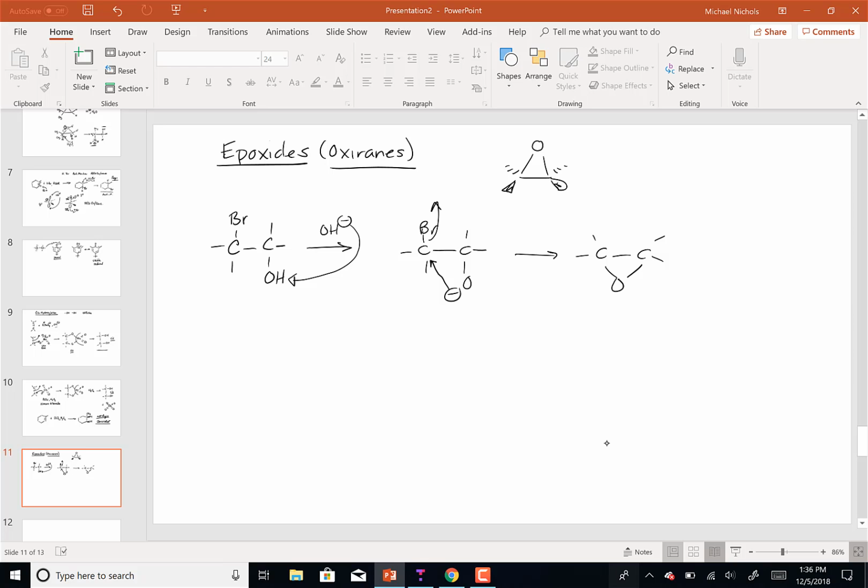Second way to make an epoxide is a one-step process. And that is to take our double bond, and I'm going to put in bold and dashed wedges here for a moment. So we're going to take a double bond and we're going to add to that what's called a peroxy acid. And I'm just going to use generic peroxy acids. We'll get a little specific later on.